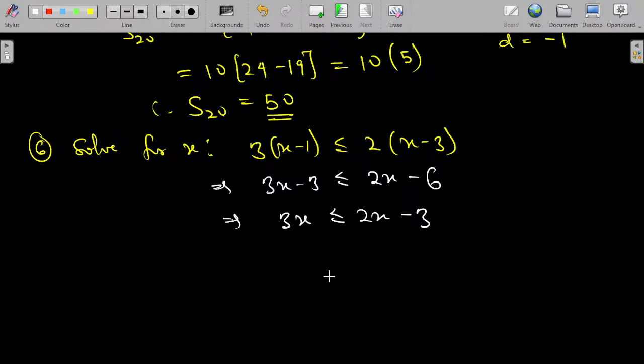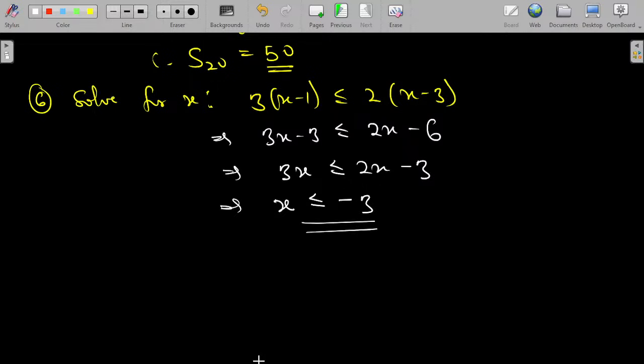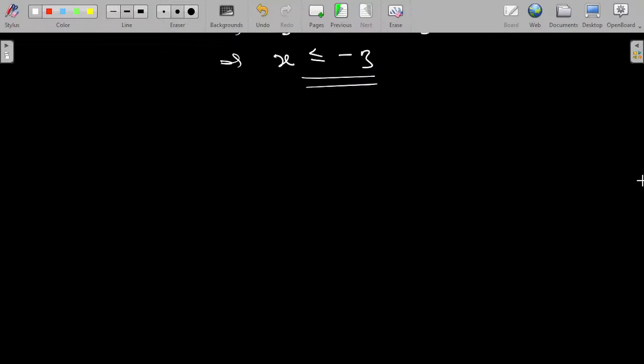Then the next is that they said subtract 2x from both sides. They want 2x to come over here, so if you subtract 2x here, you are going to have 3x minus 2x, which is x, is less than. If you subtract 2x here, this one will go away, so you just have less than minus 3. And that is your solution for exercise 6. Exercise 6 is quite simple. So next is to look at 7.